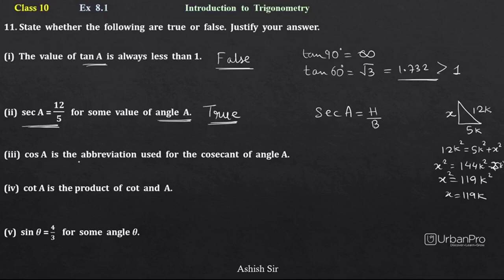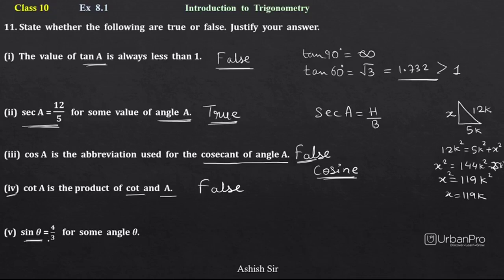The third one, cos A is abbreviation used for cosecant of angle A. So this is false because cos is abbreviation used for cosine. Cosecant is for cosec. Question number 4. Cot A is a product of cot and A. This is also false because cot A represents cot of angle A. It's not a product.